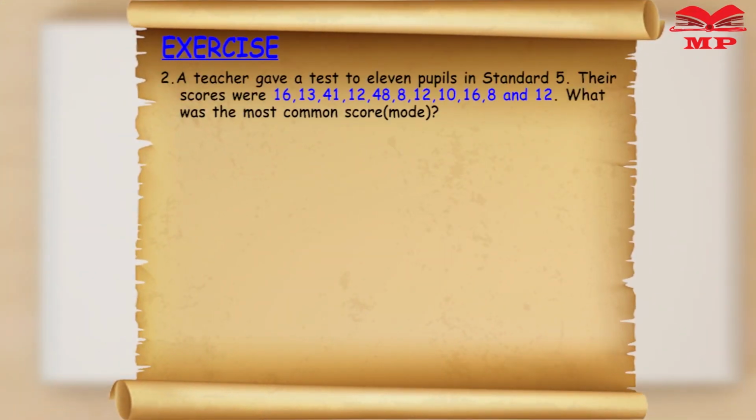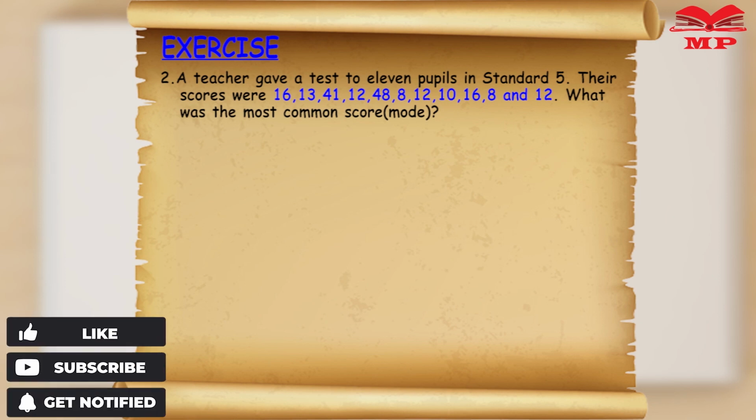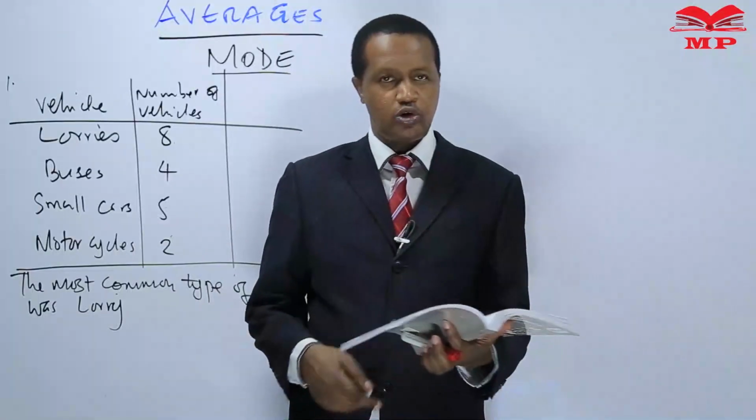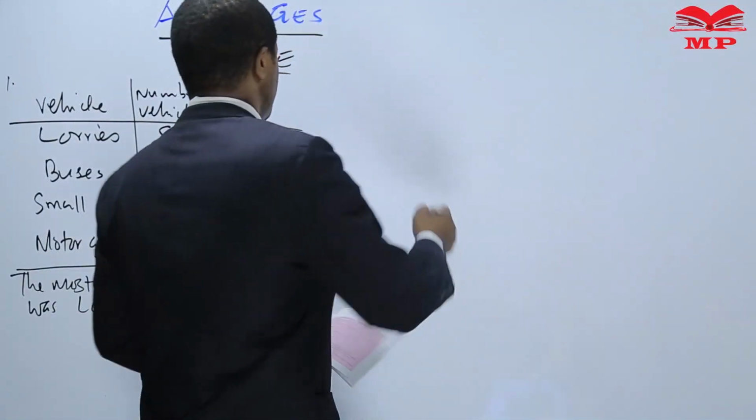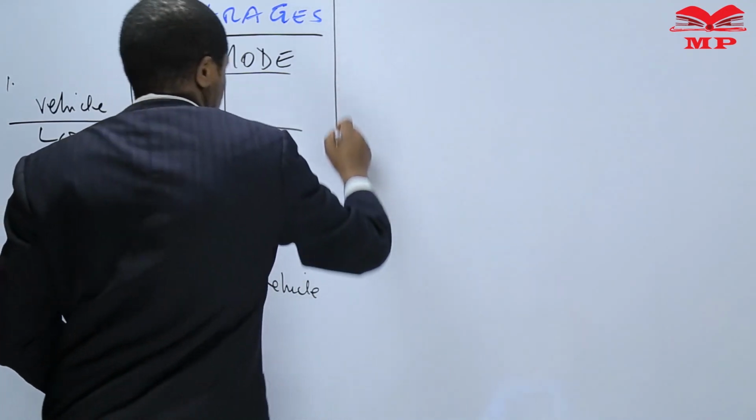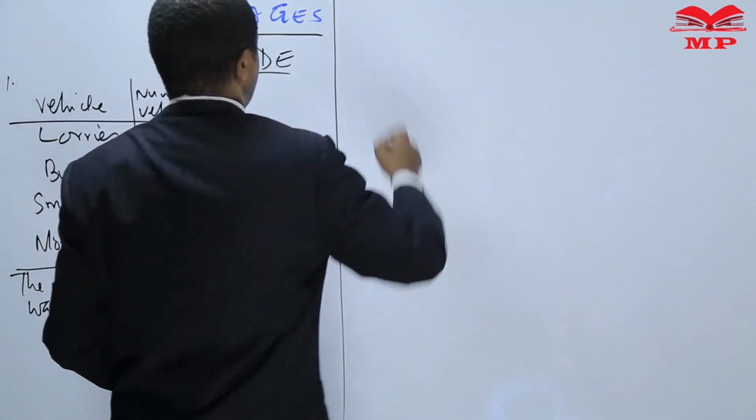Question 2, I read it. A teacher gave a test to 11 pupils in Standard 5. Their scores were 16, 13, 41, 12, 48, 8, 12, 10, 16, 8, and 12. What was the most common score or mode?